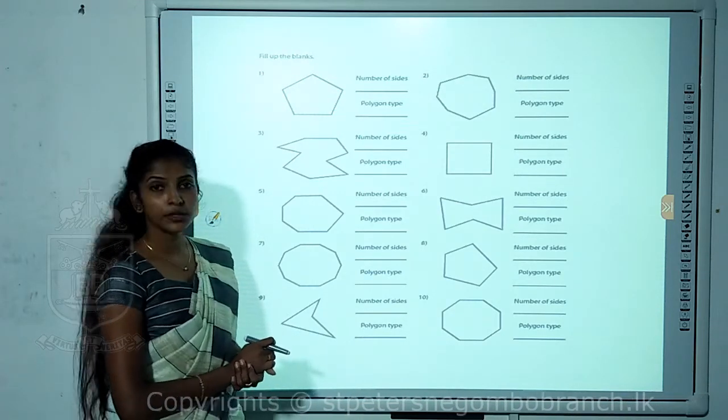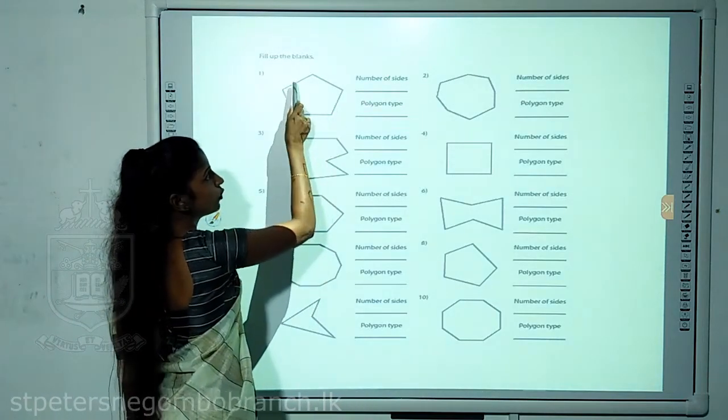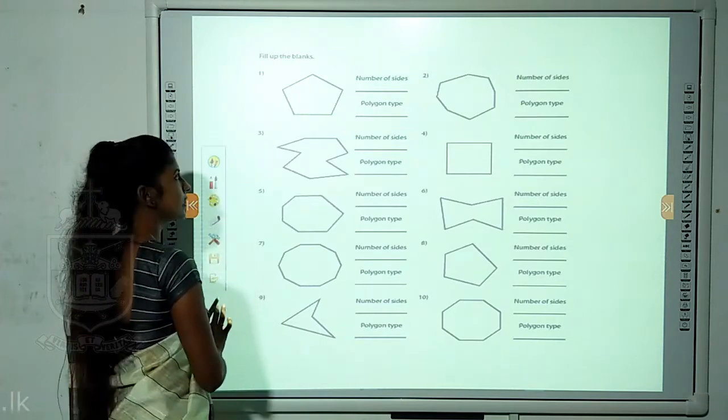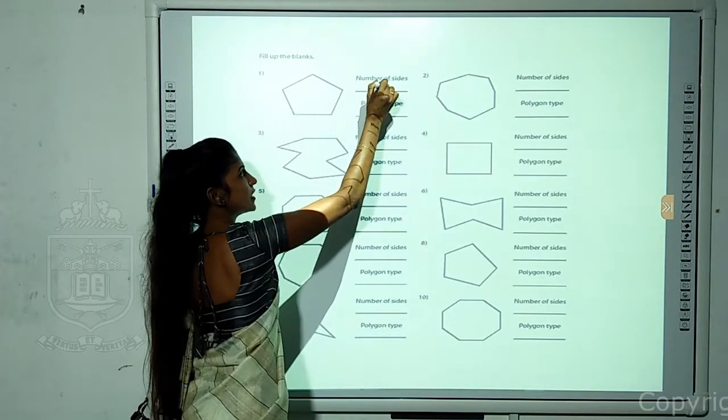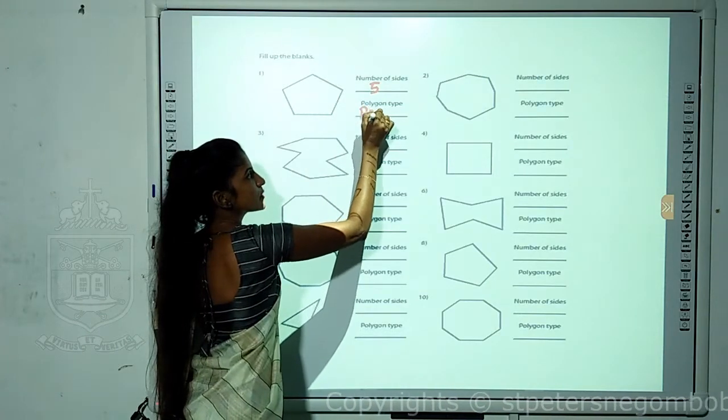So, in the first one, you have to count the number of sides here. So, let's start: 1, 2, 3, 4, 5. So, number of sides are 5. So, what's the name given for that polygon having 5 sides? We call it a pentagon. So, it's a pentagon.